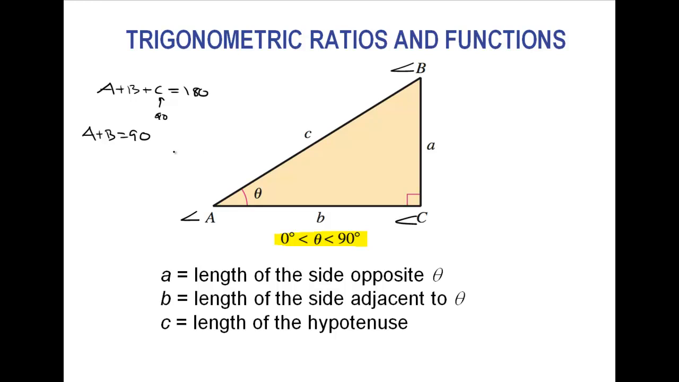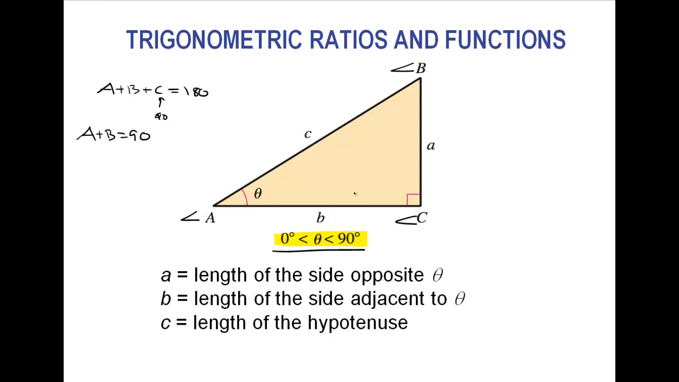And since the angle has to have some measurement, it can't be 0, because a 0 angle would just be two lines sitting on top of each other. Then the other angle has to be between 0 and 90. This is just a way of describing a right triangle.